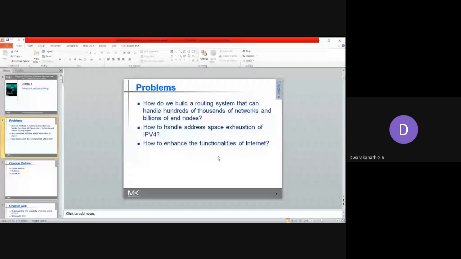Whatever network space is there, you know that IPv4 has two parts: one is the network part and another is the host part. So how can that address space be taken into consideration? How can we enhance the functionalities of the internet to connect this entire large world? That we are going to study in this advanced internetworking.